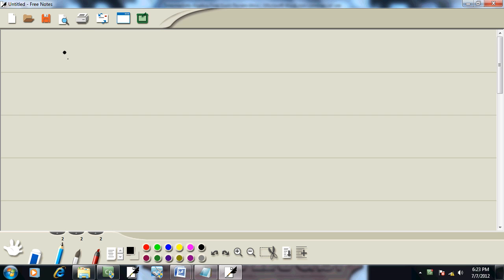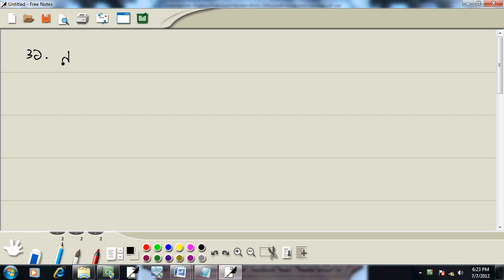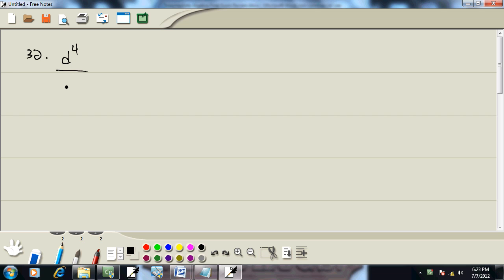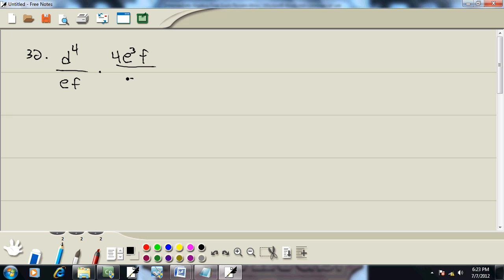The only reason I even show you those steps is because this is, like I say, coming out of the rational expression section. So we've got d to the fourth over e f, times 4e to the third f, and 5d to the third.